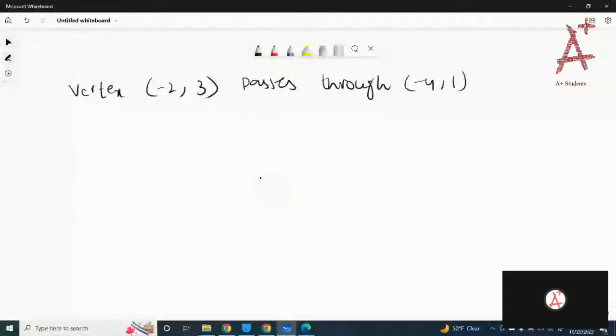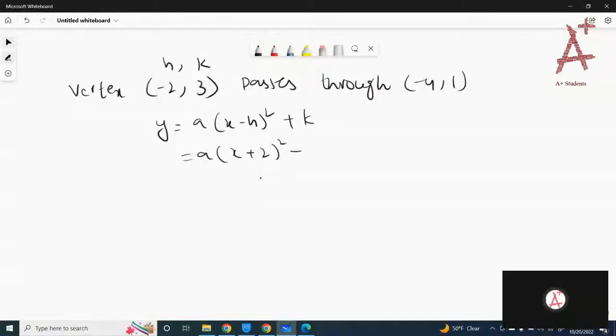Okay, so the vertex is h and k. So the equation is y equals a (x minus h) whole square plus k. So h is negative 2, it is a (x plus 2) whole square and plus 3. This is basically the equation. Got it? Now just use this point and find the equation.